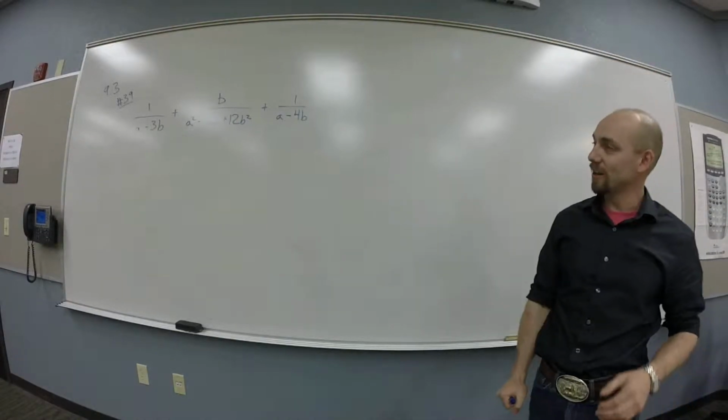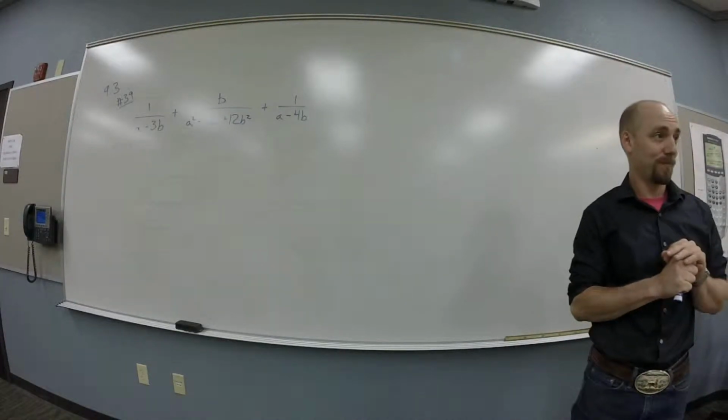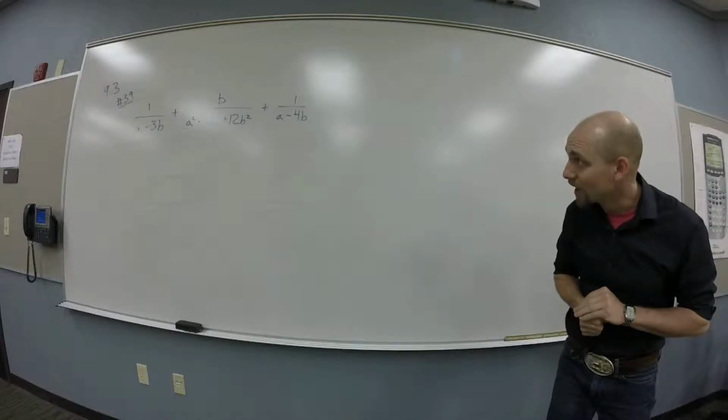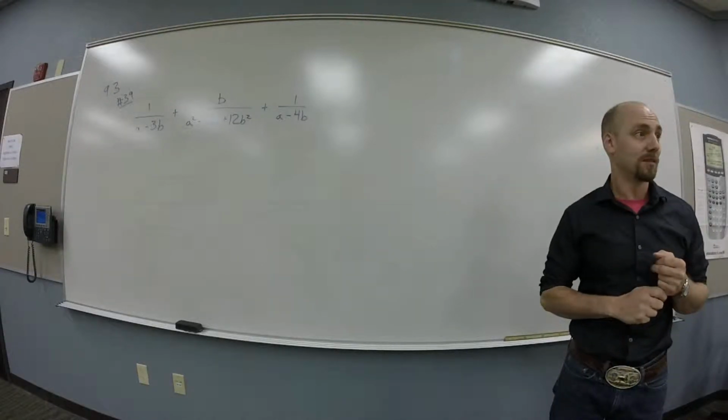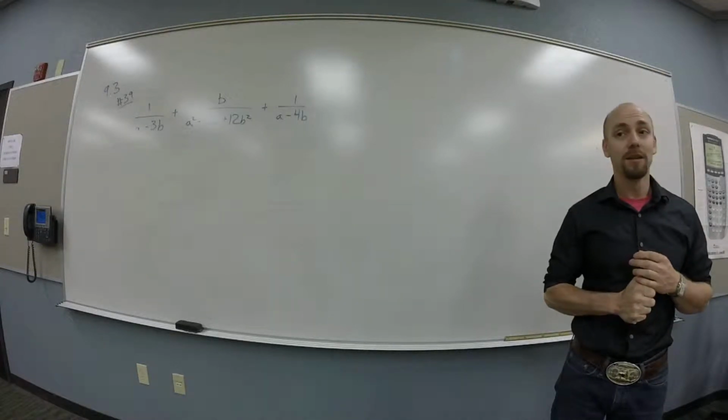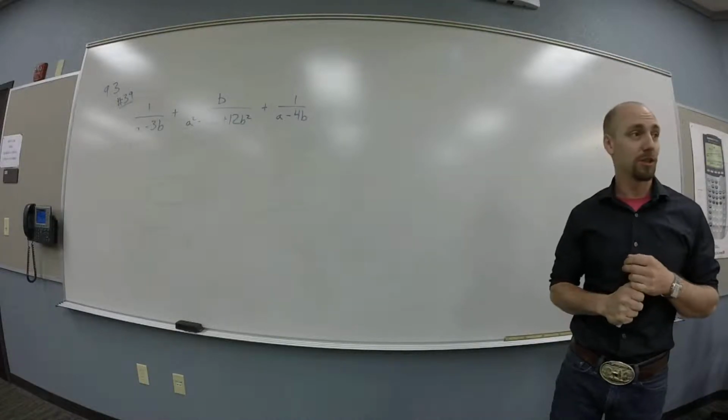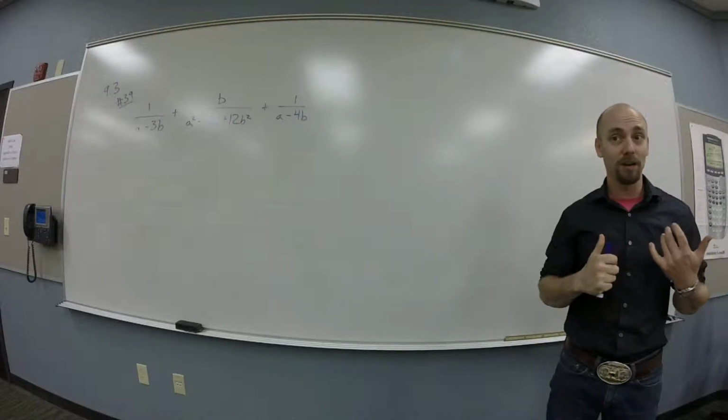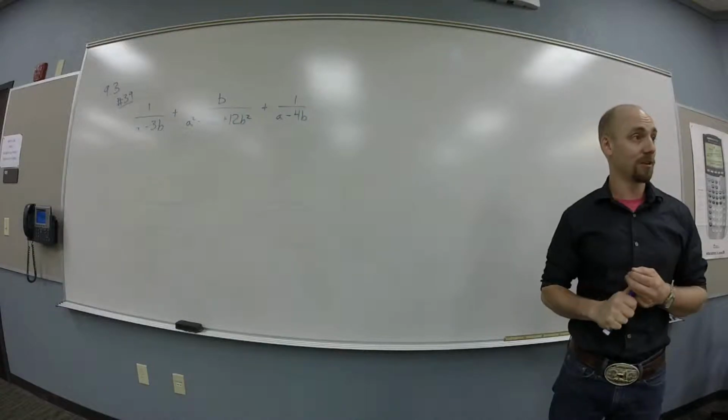Let's do number 39 in 9.3. So, what are we doing? Yeah, we want to add some scary fractions. Just like adding regular fractions, you need a common bottom, right?